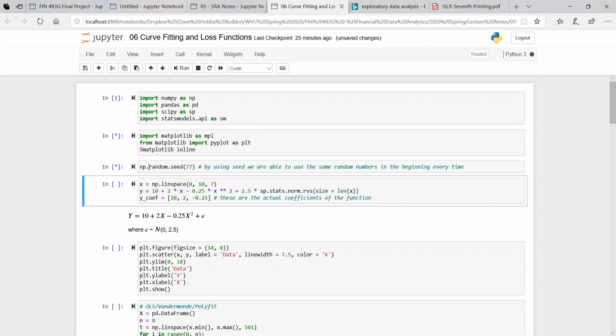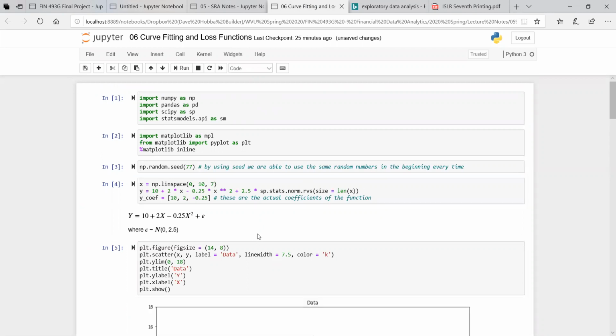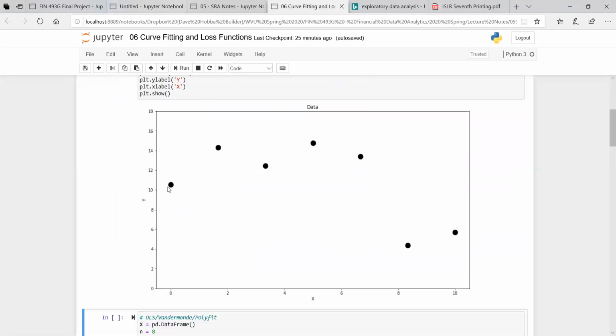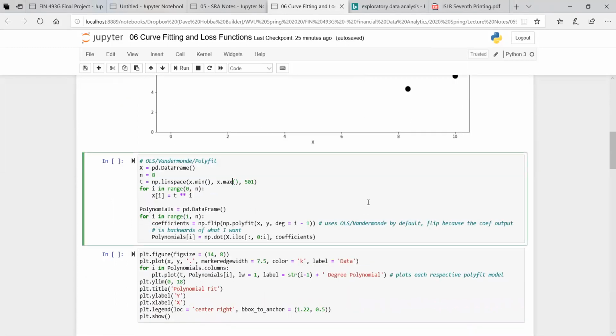We'll run it. We're using seed 77, so this way we'll all have the same numbers. And for this, I'm generating data based on this function here. It's a second degree polynomial plus noise, and the noise has a mean of 0 and a standard deviation of 2.5. So here's our function. You can see that it does have that polynomial shape, with the hump up at the top.